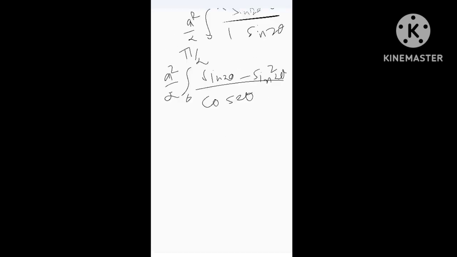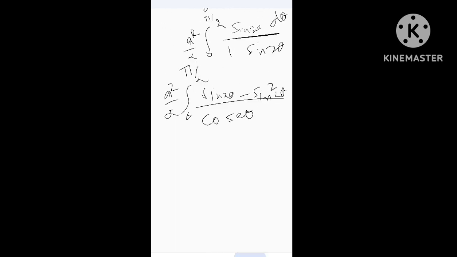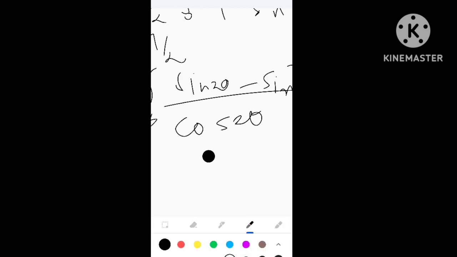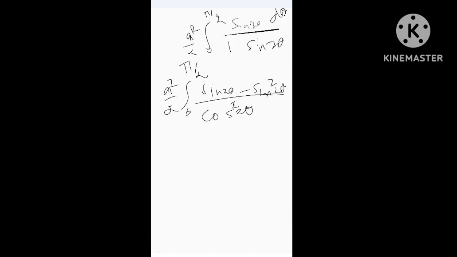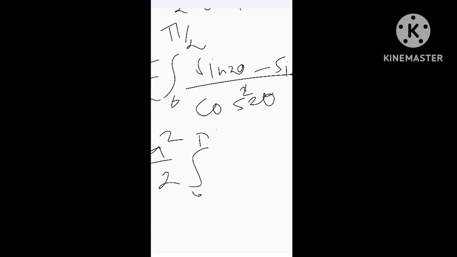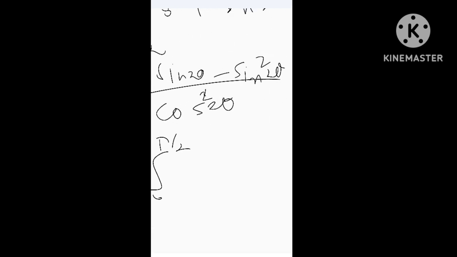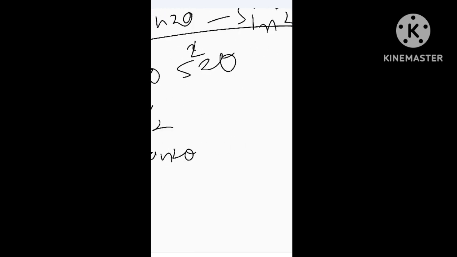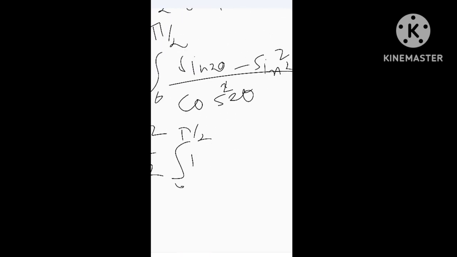In my previous video I made a mistake and I had to retake the video from this point. I put a cos 2 theta in the denominator, but it is actually cos square 2 theta. So I will now have a square over 2 integral of 0 to pi over 2 sin 2 theta over cos square 2 theta, which is tan 2 theta into sin 2 theta. So I know that's pretty terrible.